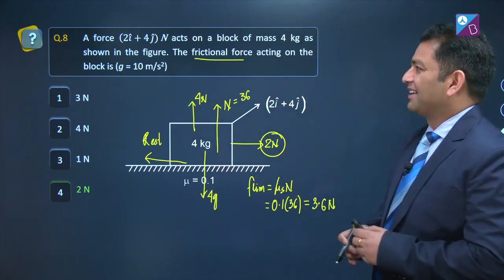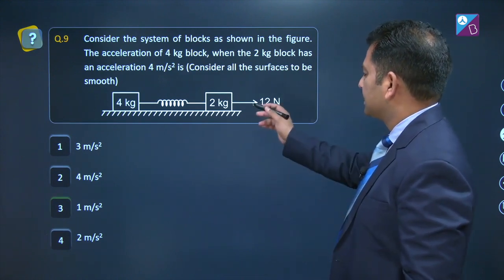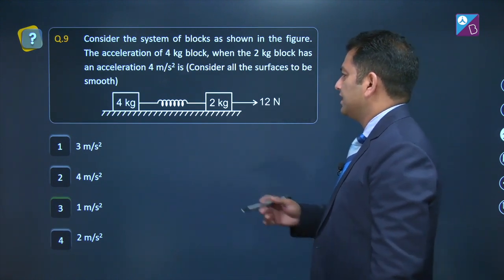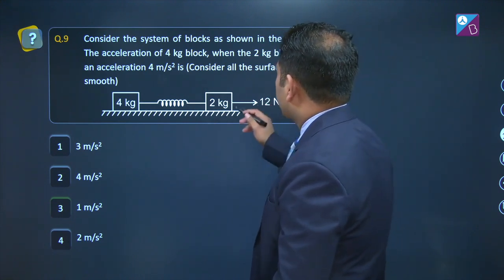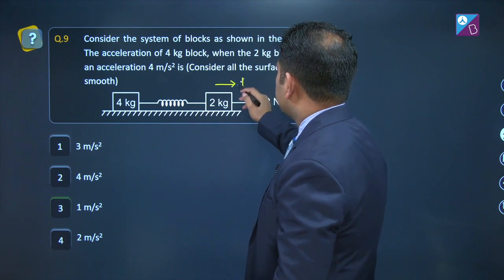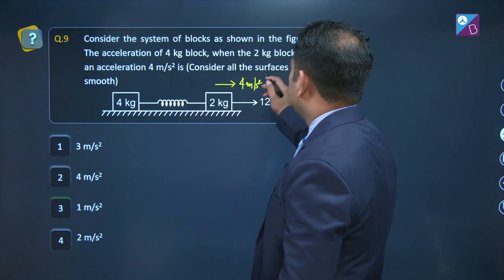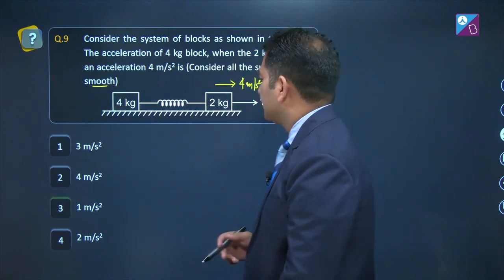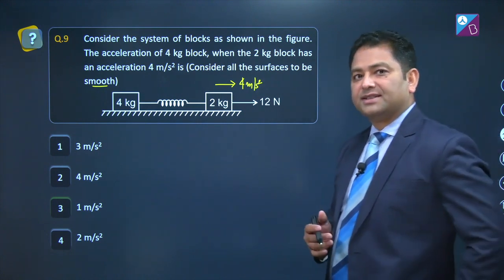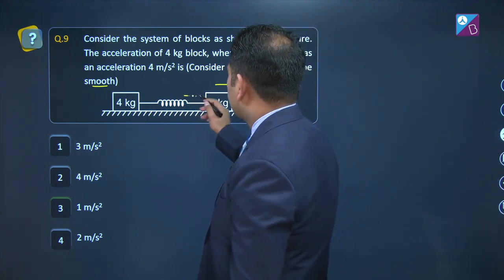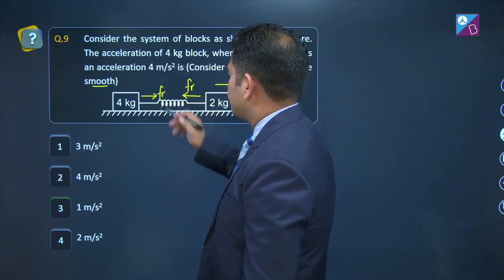All right? Okay, now question number 9. What does it say? There is a system of 2 blocks, 4 kg and 2 kg, and in between there is a spring. Now it says, when the 2 kg block has an acceleration of 4 meter per second square, I got to calculate the acceleration of the 4 kg block, and the surfaces are smooth. Now clearly the spring is in an elongated state, and in an elongated spring the restoring force Fr comes in this direction, Fr in this direction.